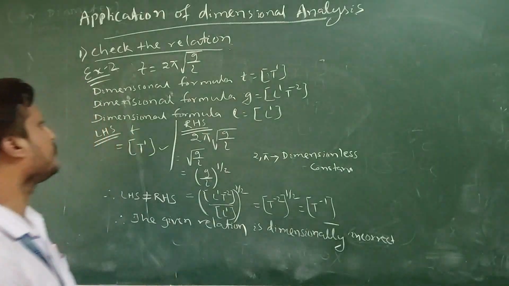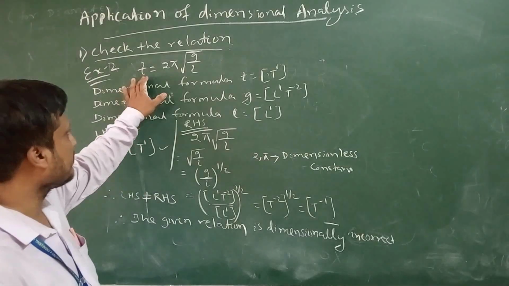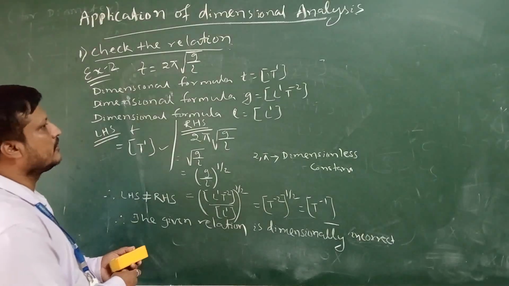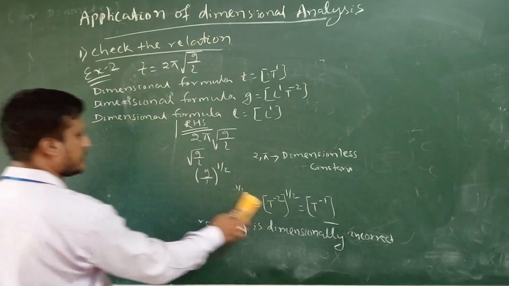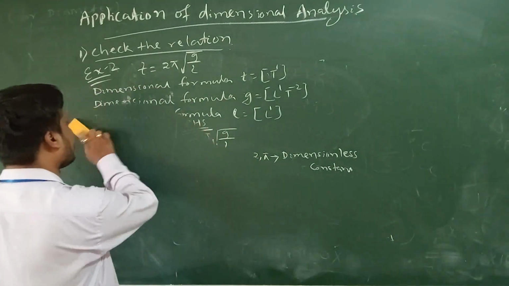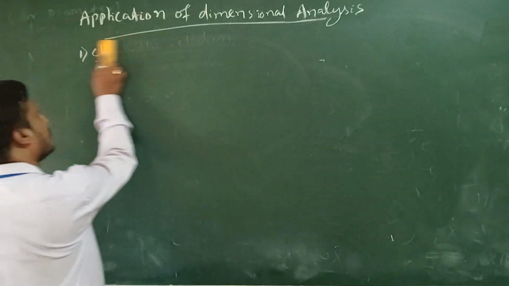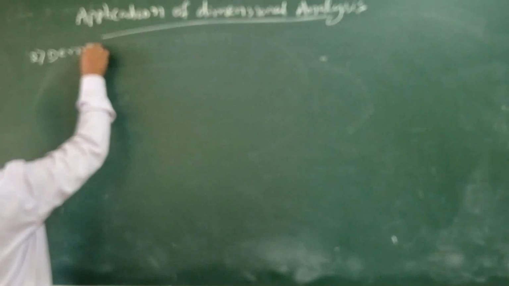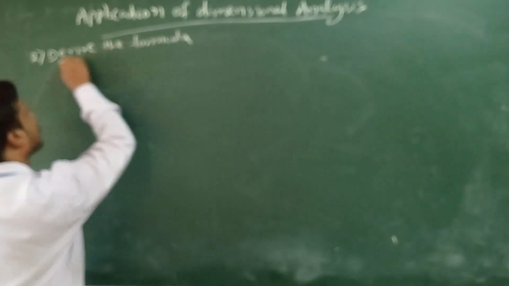Okay, so we see that v equal to u plus at is the dimensionally correct relation. Here this is the dimensionally incorrect relation. This is all about checking the relation. Next we discuss the second application, that is to derive the formula. So we have to know how to derive the formula dimensionally.